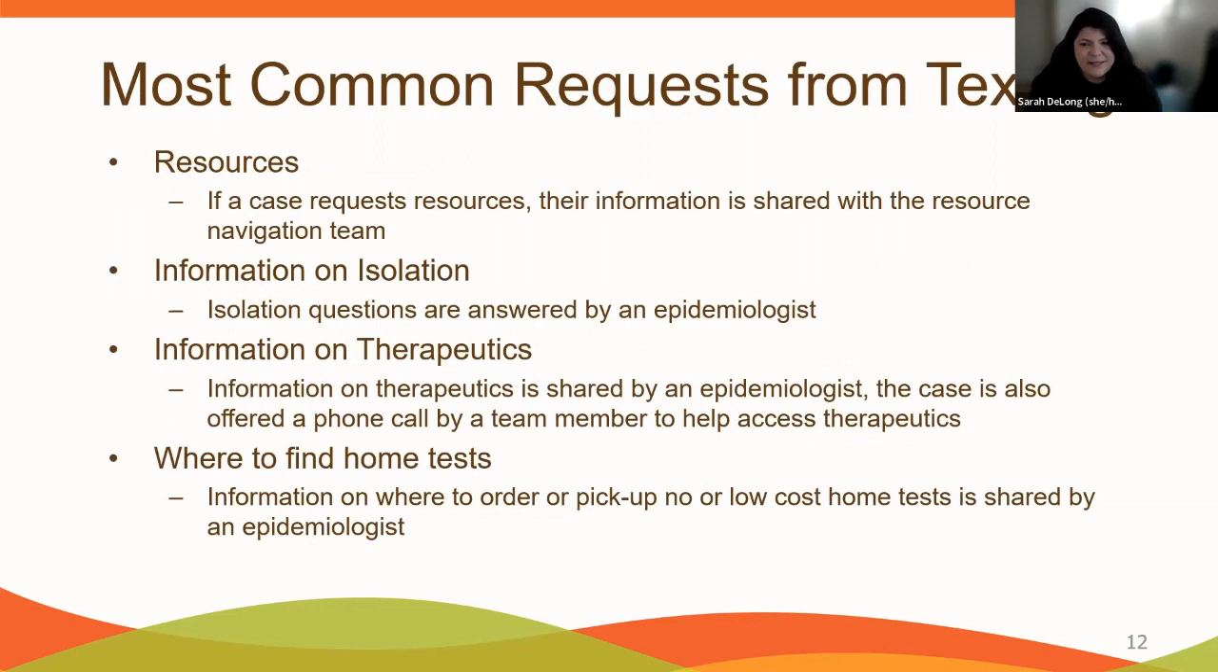So some of the most common requests we got back from the text resources were: calling the call center, filling out the form, and a case is also able to just text the number back and ask for resources. And that information is shared directly with the resource navigation team. If a case asks for information on isolation, that question is answered directly by an epidemiologist, as well as information on therapeutics. We're able to share that information as an epidemiologist, as well as offering the case a phone call by a team member to help get more information and help access therapeutics. We also often got asked where to find home tests, and this information really varied throughout the pandemic, but we were able to provide options to pick up low or no cost tests.